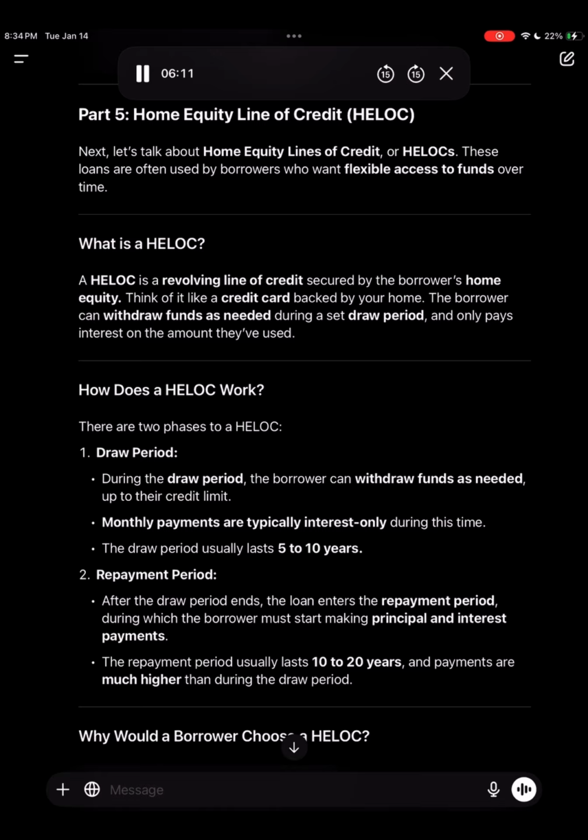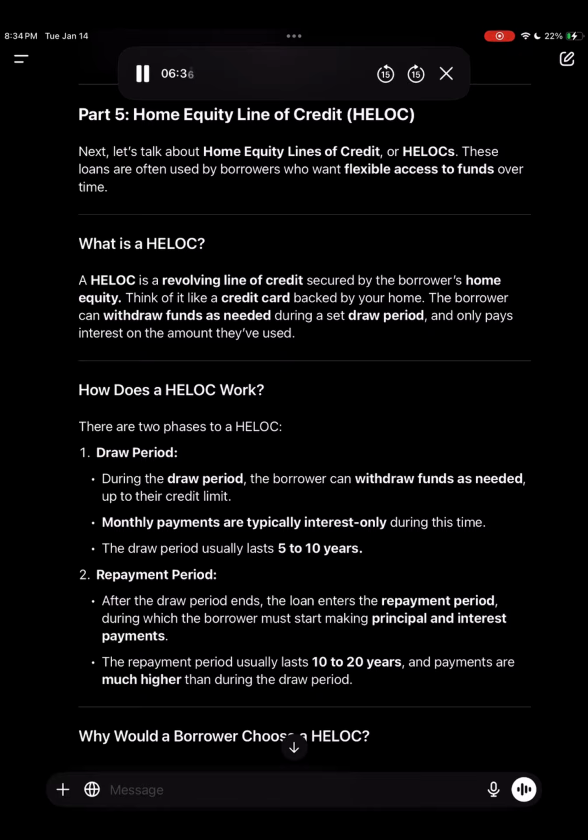The borrower can withdraw funds as needed during a set draw period and only pays interest on the amount they've used. How does a HELOC work? There are 2 phases to a HELOC. 1, draw period. During the draw period, the borrower can withdraw funds as needed, up to their credit limit. Monthly payments are typically interest only during this time. The draw period usually lasts 5 to 10 years.